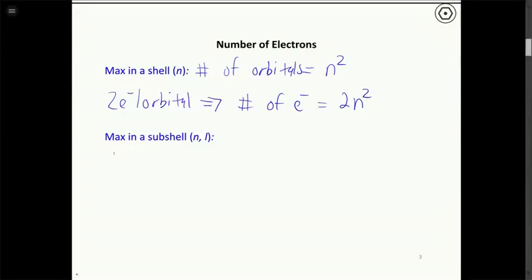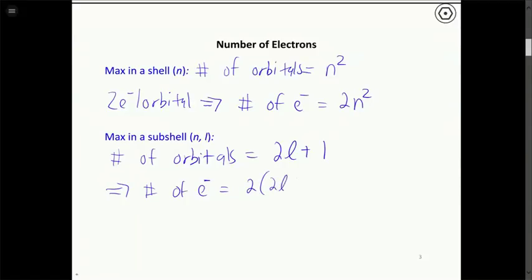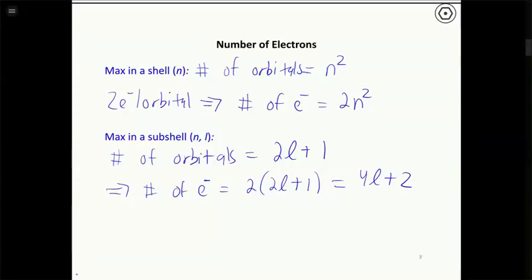And then the other thing is we talk about the maximum number of orbitals in a subshell. A subshell is defined by 2 quantum numbers, n and l together. And the number of orbitals in that subshell is only determined by the value of l, 2l plus 1, which then tells us that the number of electrons in a given subshell is just going to be 2 times that, 2 times (2l plus 1), or if you prefer simpler notation, 4l plus 2. So if we know the value of l for a given subshell, we can calculate the maximum number of electrons that can go into that subshell.